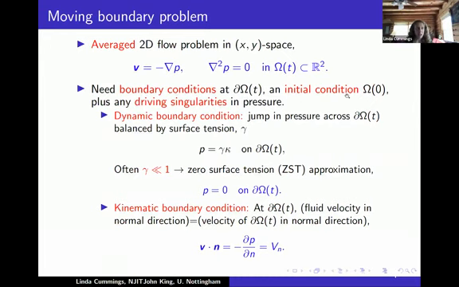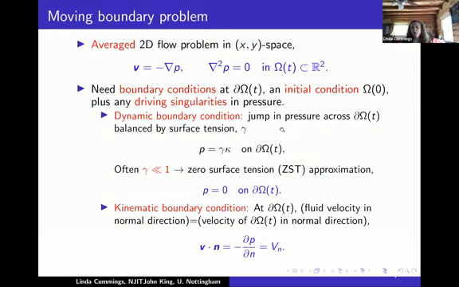You also need an initial condition because the domain is moving. So you need to specify the initial fluid domain omega 0. And you also have to specify any driving singularities in the pressure. And that includes far field driving singularities, such as a pressure gradient, for example, in the far field.